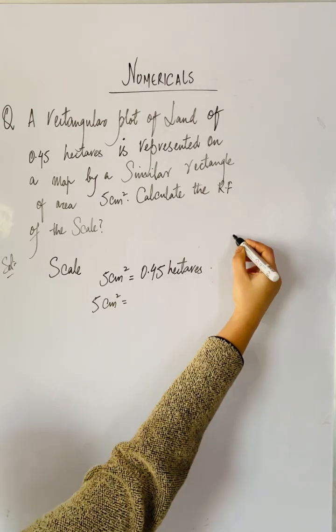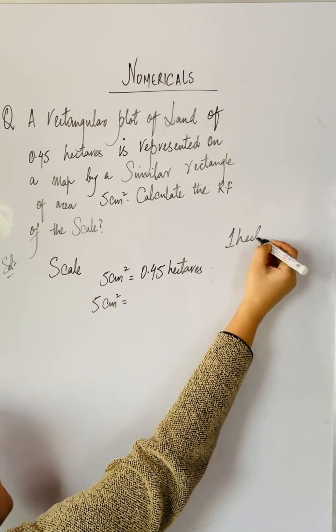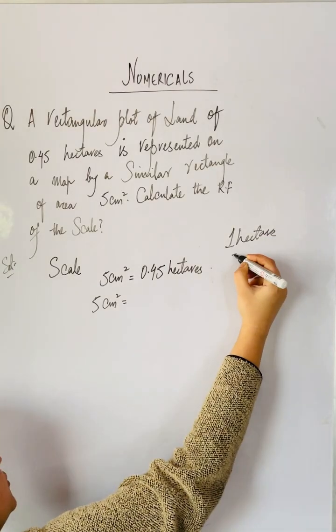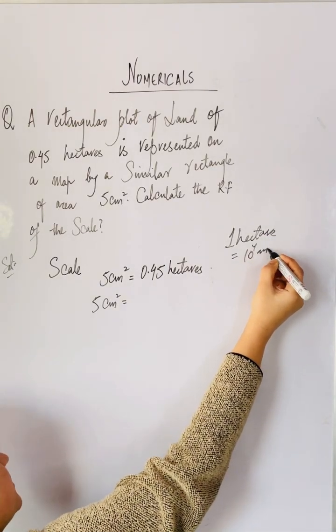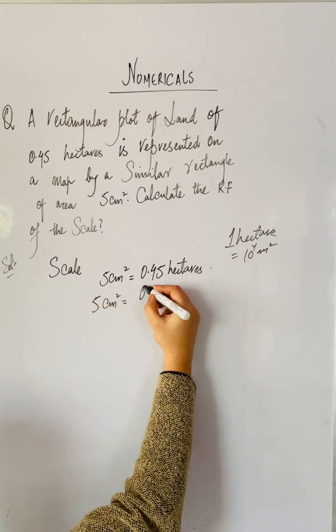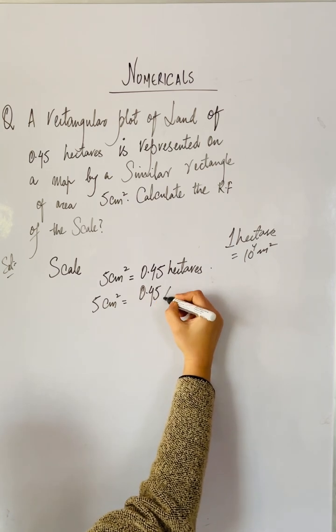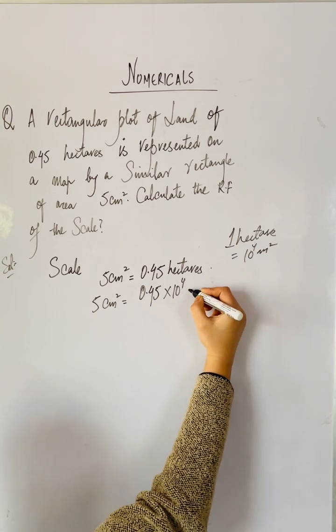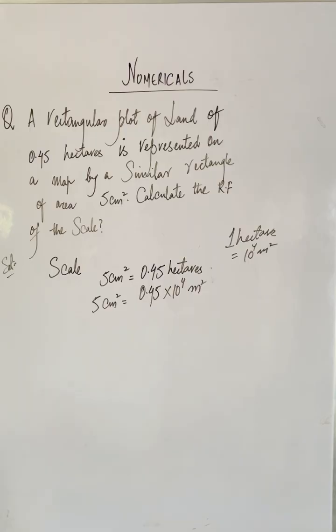As we know, 1 hectare is equal to 10 raised power 4 meters square. Right? So 5 centimeters square is equal to 0.45 into 10 raised power 4 meters square. Right?